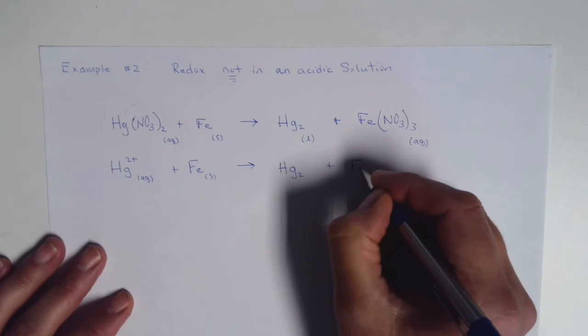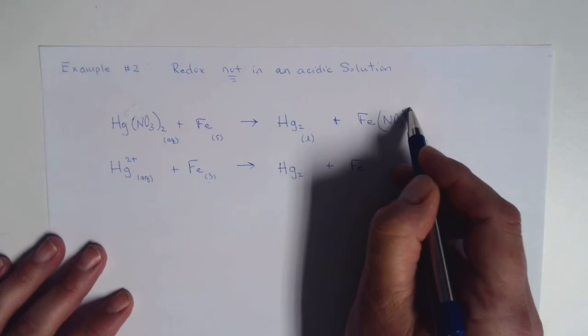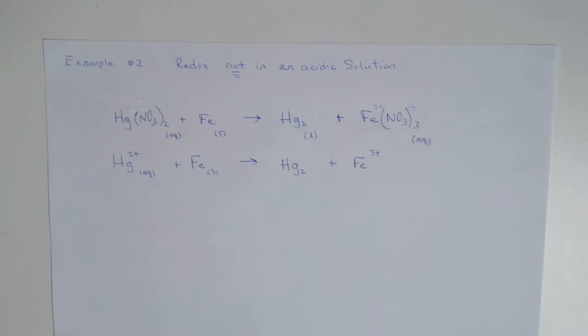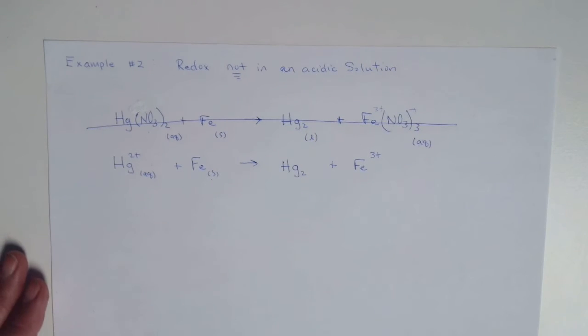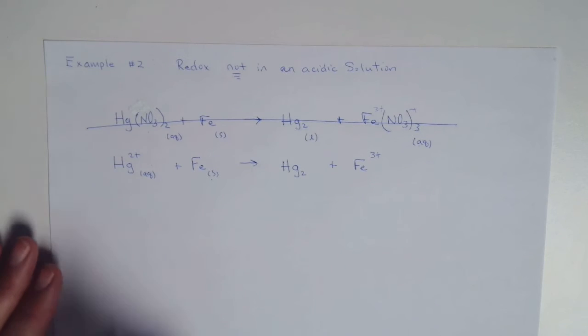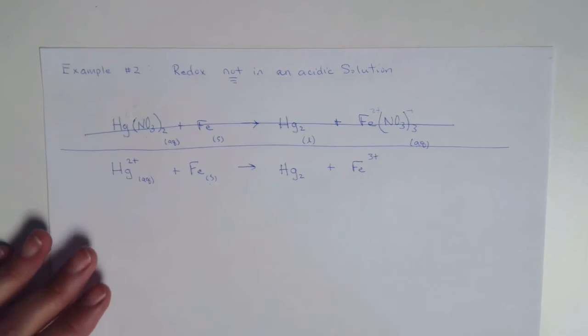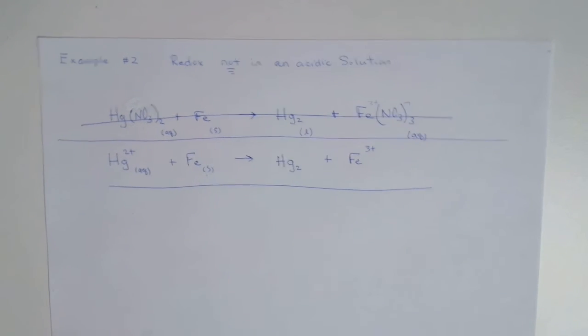And then what is this iron? Well, it's not solid anymore. It's aqueous. So what is its charge? This is 1 negative, so this must be 3 plus. So you've just assigned oxidation numbers by writing the net. That way, we don't have to deal with the nitrates at all when I go to balance this redox reaction. So that's a review on how to do nets and how we use them in single replacement when we do redox.